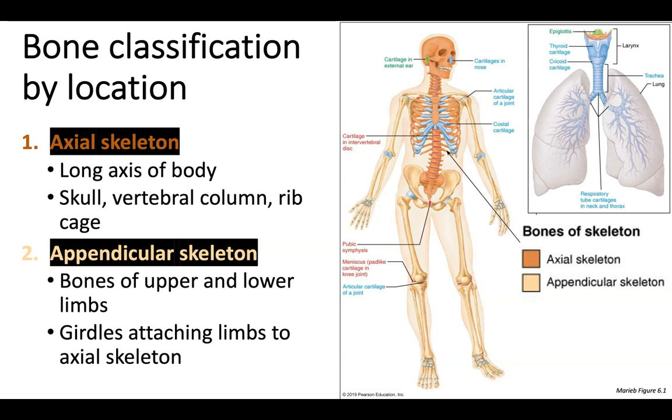First, let's classify by the location within the body. So we can have skeleton that is part of the axial skeleton or the appendicular skeleton. Axial would be the axis of the body. It includes the skull, vertebral column, and the rib cage. The appendicular skeleton is the limbs, so upper and lower limbs, and the girdles attaching the limbs to the axial skeleton.